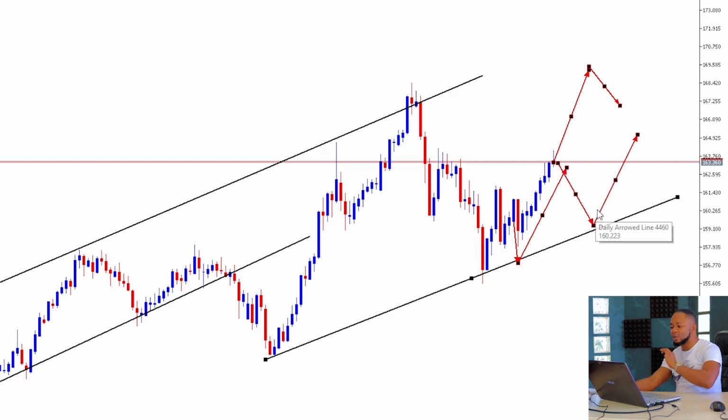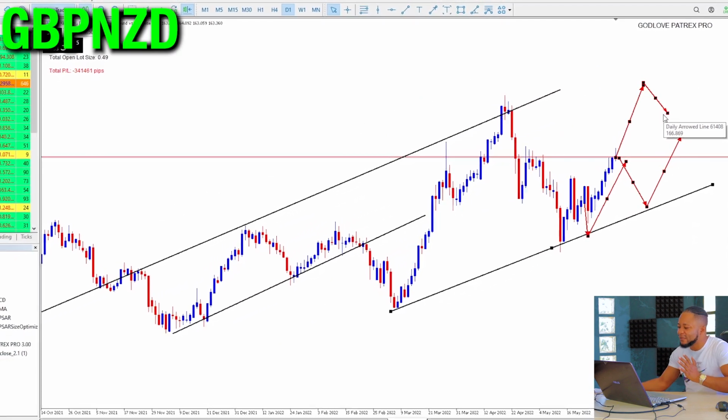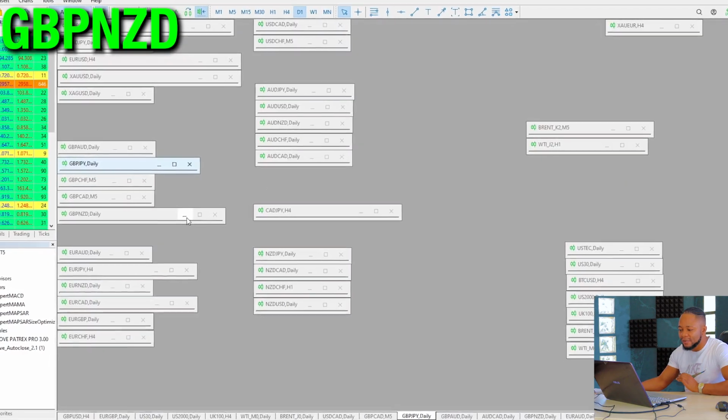If the market has to push down, I'll wait to enter somewhere here. If it has to push up, I'll wait for the market to extend, give me an impulse, then I enter after that particular impulse or after that particular retracement. With that being said, guys, you see how trading becomes very stress-free. Trading becomes very, very simple.